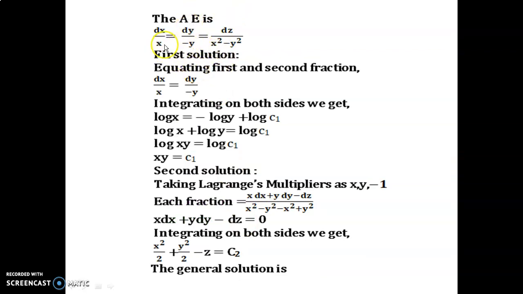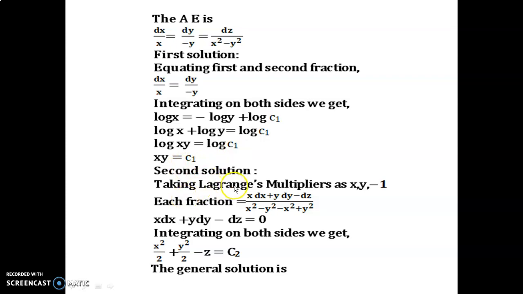First solution: equating the first two fractions and integrating on both sides, we get log x is equal to minus log y. Here, instead of the constant of integration C1, write log C1. By using the logarithmic property log A plus log B equals log AB, we get log of xy equal to log C1. So C1 equals xy.